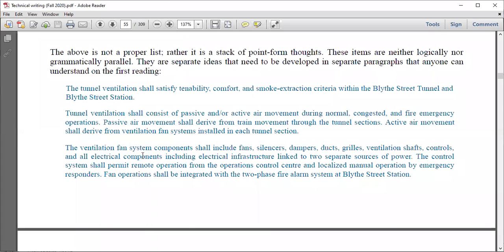The ventilation fan system components shall include fans, cylinders, dampers, ducts, grills, ventilation shafts, controls, and all electrical components, including electrical infrastructure linked to two separate sources of power. So, this is how they have done. They have divided them into different paragraphs, right? The information which is related has been put together in one paragraph, and the information which is not related has been put into another paragraph, and this is how they have organized the list, right? So a list doesn't mean that you brainstorm. Basically, that's the main idea over here.